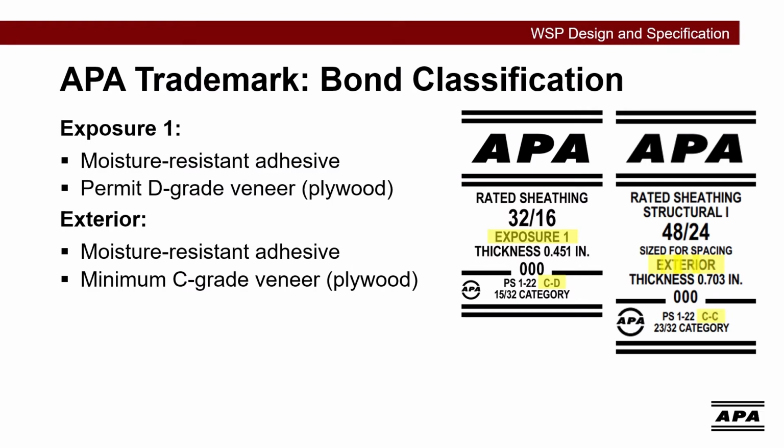Exterior panels have bonds capable of withstanding repeated wetting and redrying or long-term exposure to weather or other conditions of similar severity. While Exposure 1 panels permit the use of D-grade veneers, Exterior panels must use veneers of C grade or better.